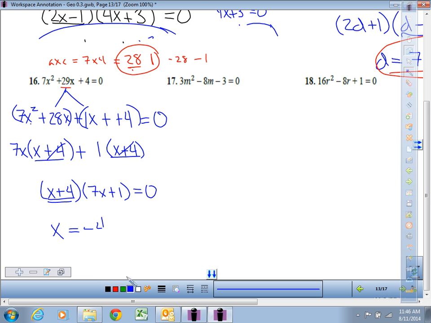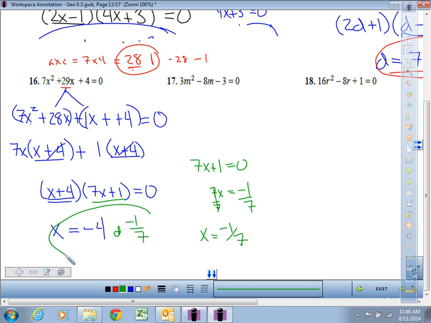This one, I'm going to do my little side equation over here. I'm going to go 7x plus 1 equals 0. What value makes that 0? Subtract 1. So you get 7x equals negative 1. Divide by 7. So your solution there would be negative 1/7. Kind of a goofy answer, but it works. So it's negative 1/7.